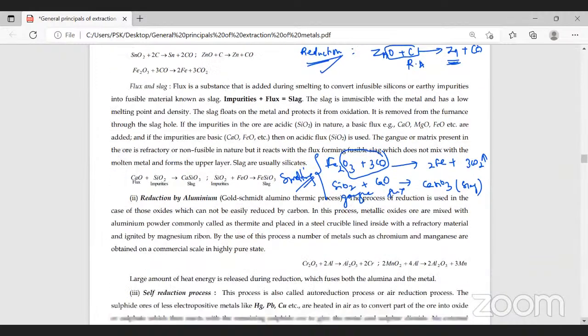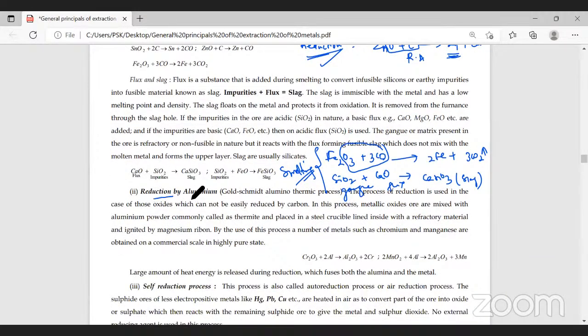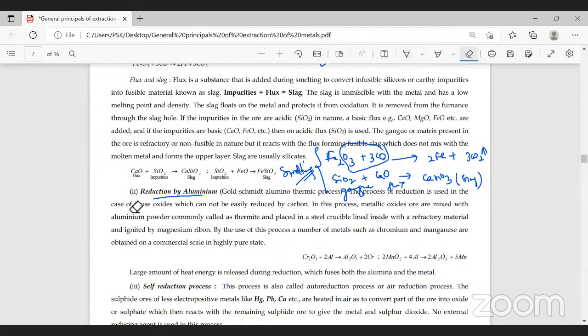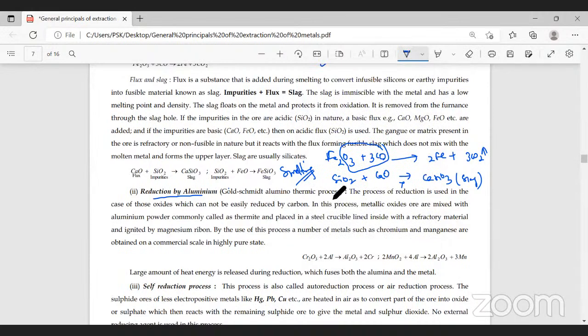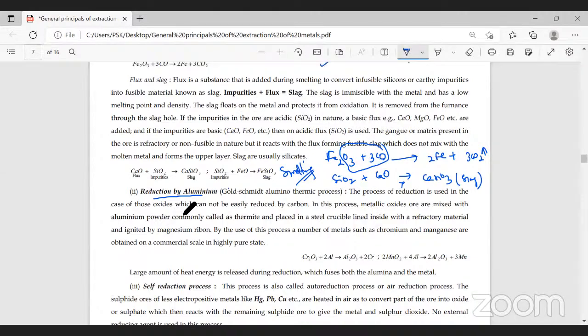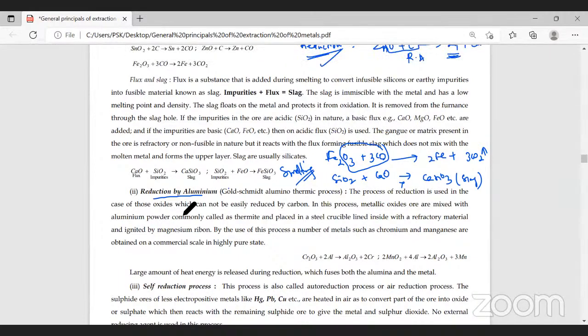The second method we have is called the aluminothermite process, or reduction using aluminum. Whenever we use aluminum as a reducing agent, it is called the Goldschmidt aluminothermite process. Now, carbon cannot be used as a reducing agent for all. Even though it is cheaply available and abundant, carbon cannot be used. Therefore, when we need to extract chromium from chromium oxide, you cannot use carbon as a reducing agent. So they use aluminum.